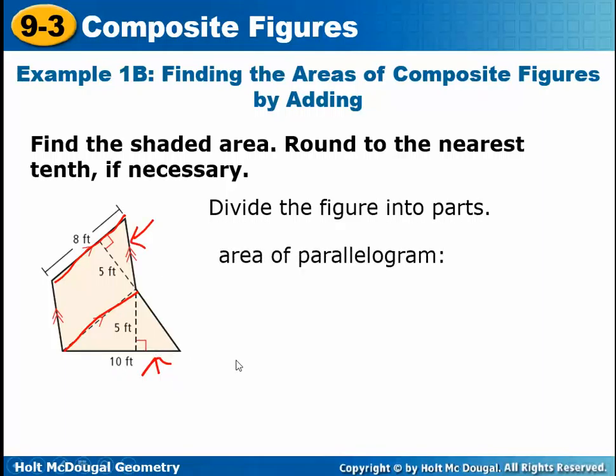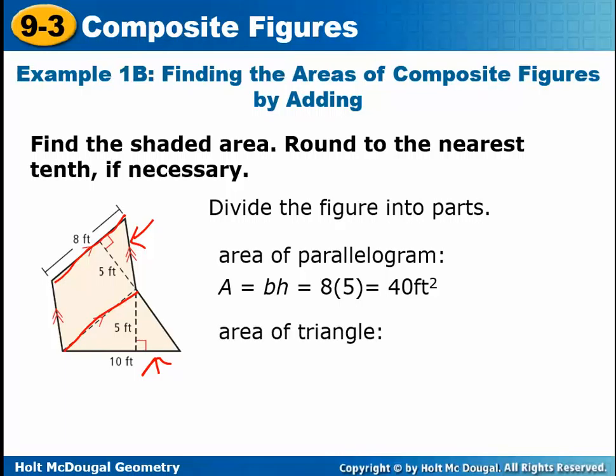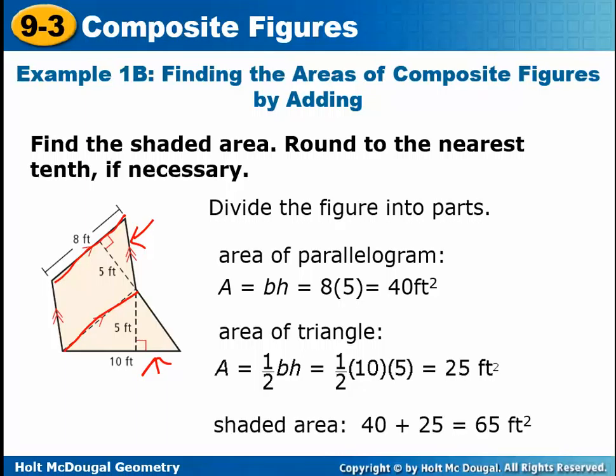Let's see. The area of a parallelogram is base times height. And we know the base is 8 and the height is 5, so that's just 40. And then we have a triangle, which is 1/2 base times height, so 1/2 times 10 times 5, sorry, is 25. So 40 plus 25 is 65 square feet. So this one actually did not end up being that bad once we divided it into parts.